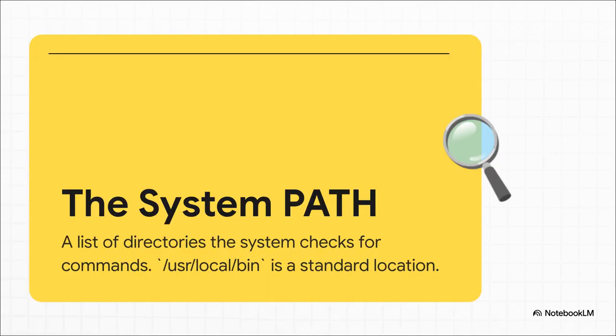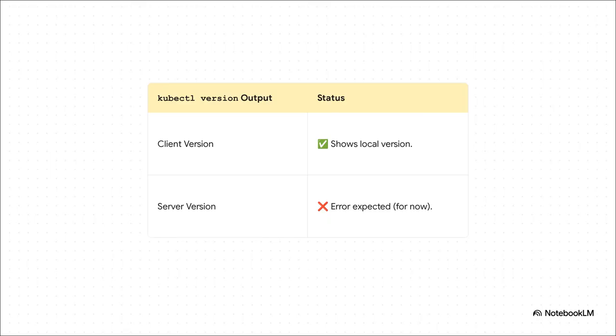So how does that work? It's all thanks to something called the system path. Just think of the path as a list of addresses. When you type a command, the system checks all those addresses to find the program. Since /usr/local/bin is on that list, by putting kubectl there, we can just type kubectl from any folder and the system knows exactly where to go find it. Super convenient. All right, this is the moment of truth.